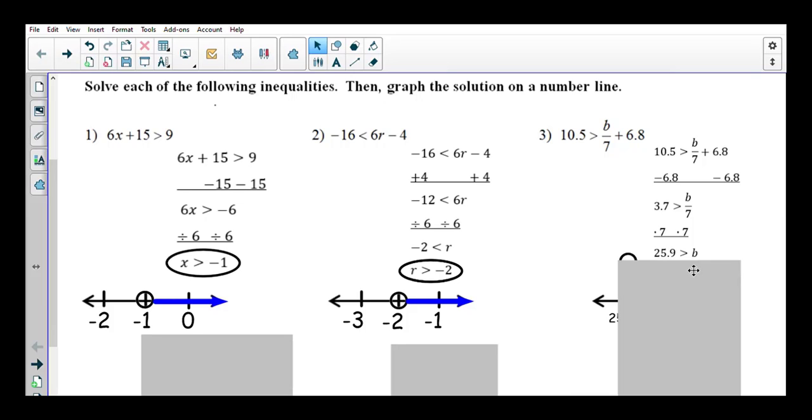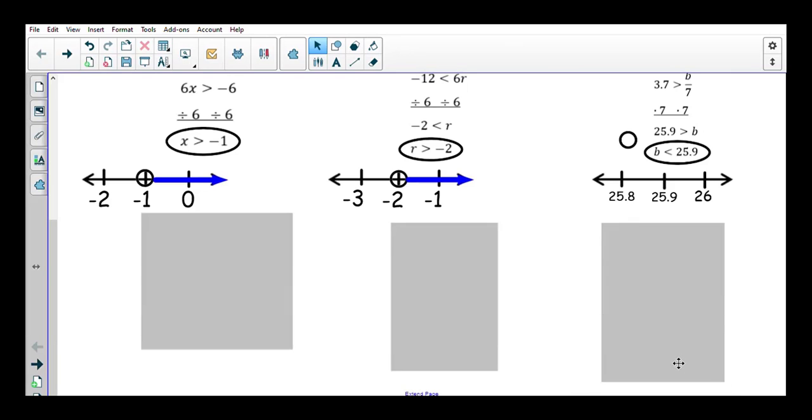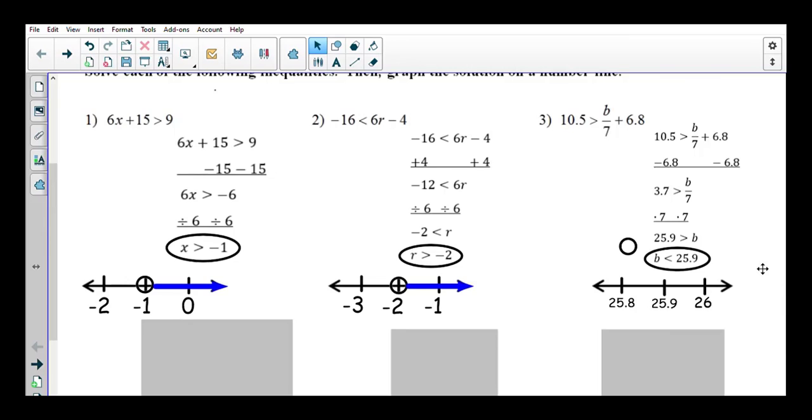Don't forget to practice plugging these into your calculator as well to make sure that you're calculating them correctly. I do suggest rewriting it with the variable on the left. That's not the same as flipping the symbol. We're just rewriting the same inequality as an equivalent inequality by rewriting it with the variable on the left. Now I chose to count by tenths, so 25.8, 25.9, 26, although you could do 24.9, 25.9, 26.9, or something similar.